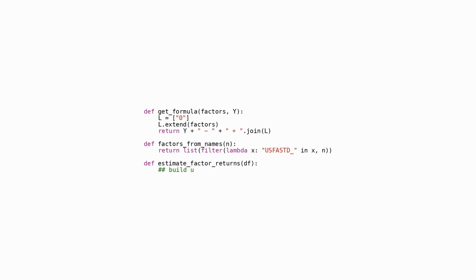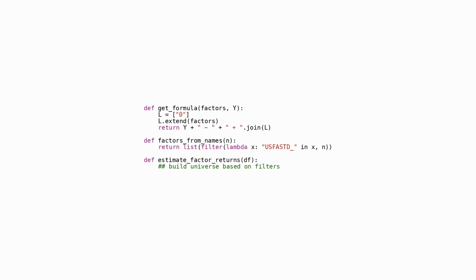2. The factors_from_names function filters a given list of names to only include those that contain the substring USFASTD_, indicating that they are a certain type of financial factors.